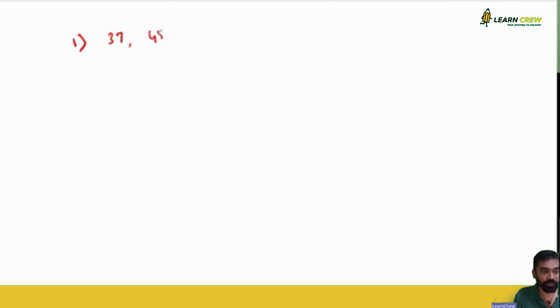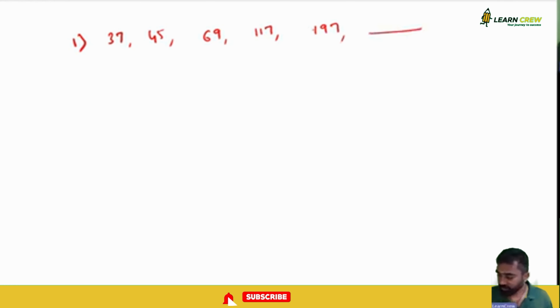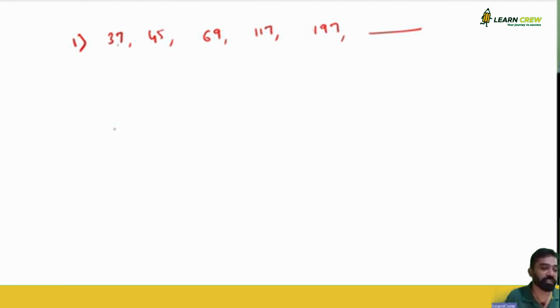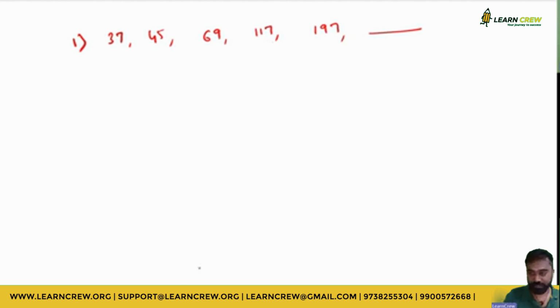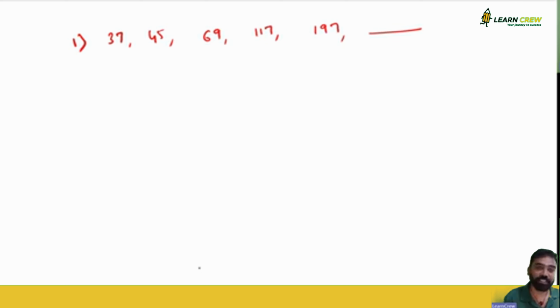37, 45, 69, 117, 197, and the last one is unknown. Just give it a try. The given sequence is 37, 45, 69, 117, 197. Whenever you get a sequence, first see if it is jumping normally or very drastically. Obviously, here it is jumping normally, so you need to find the difference between them.